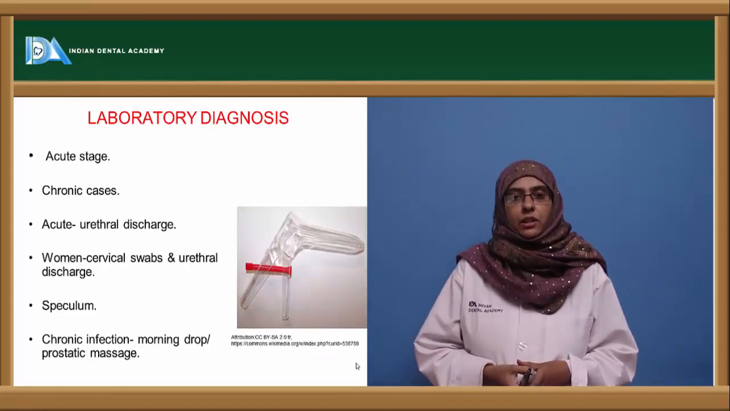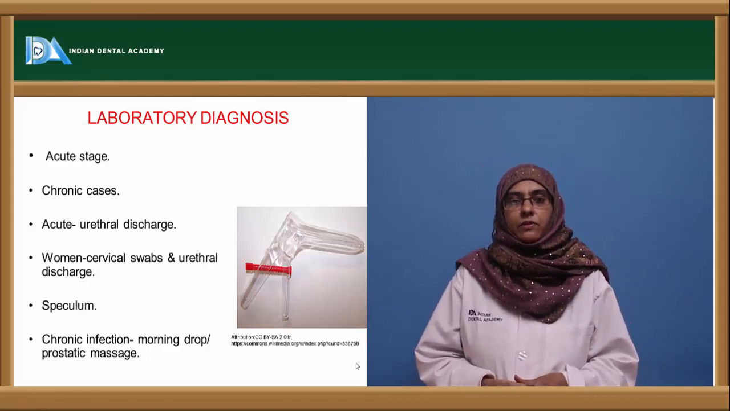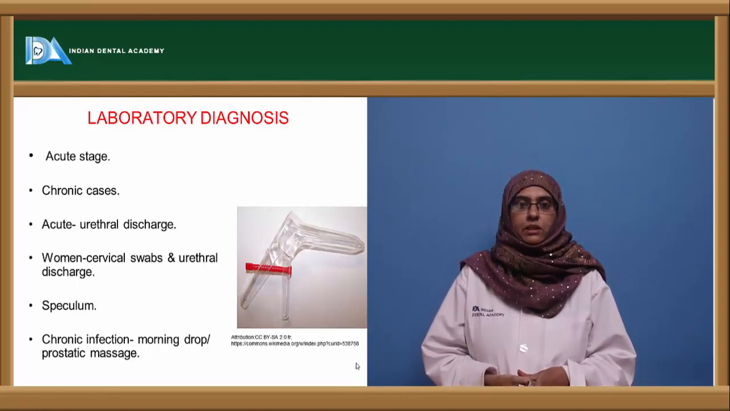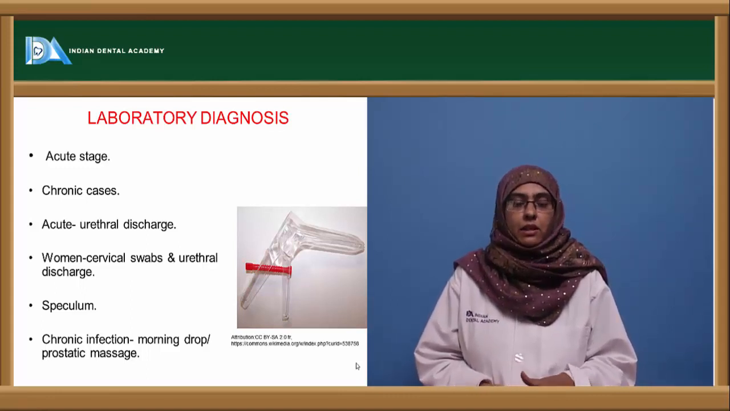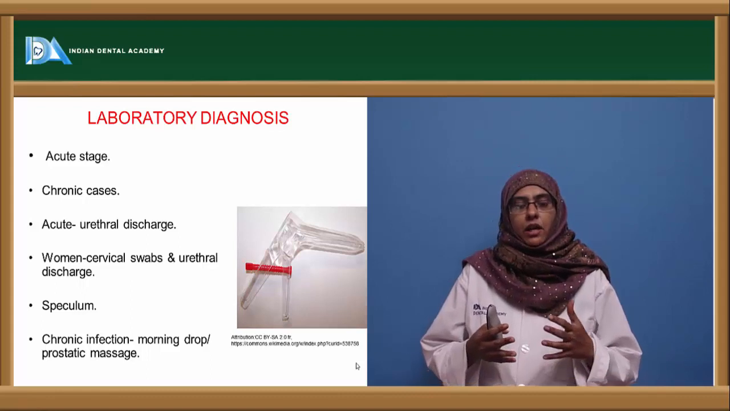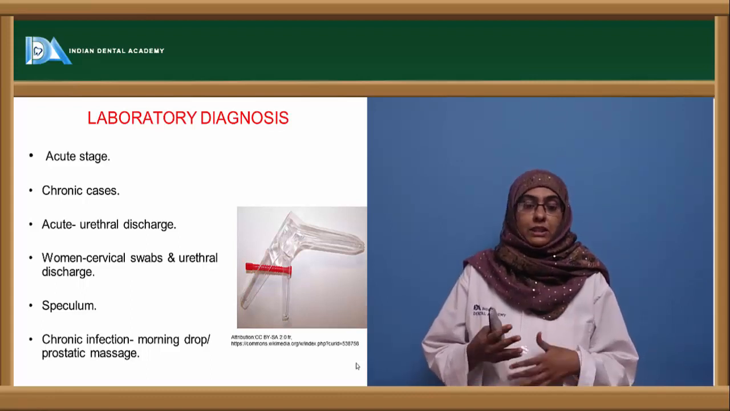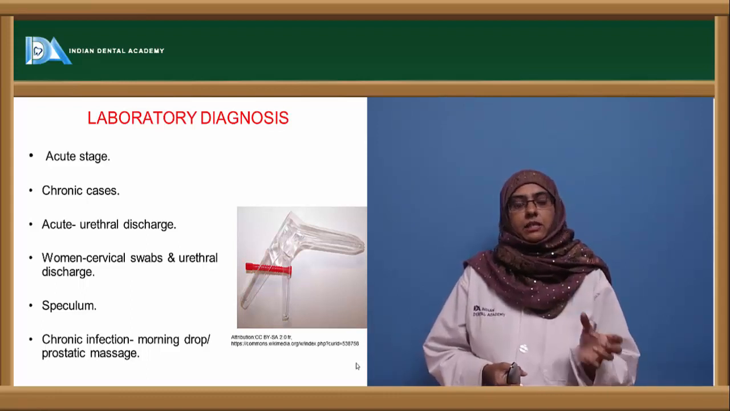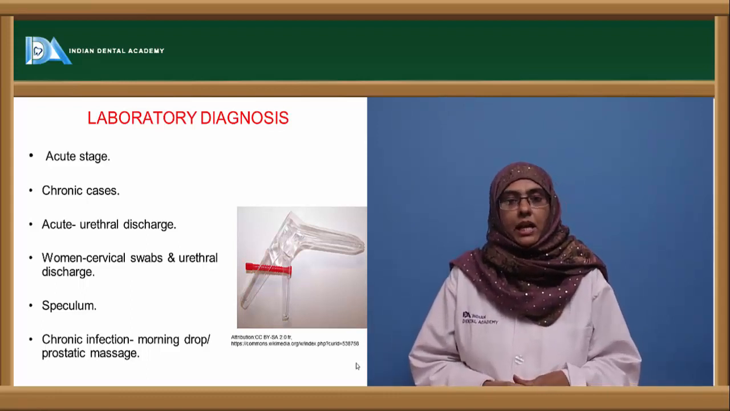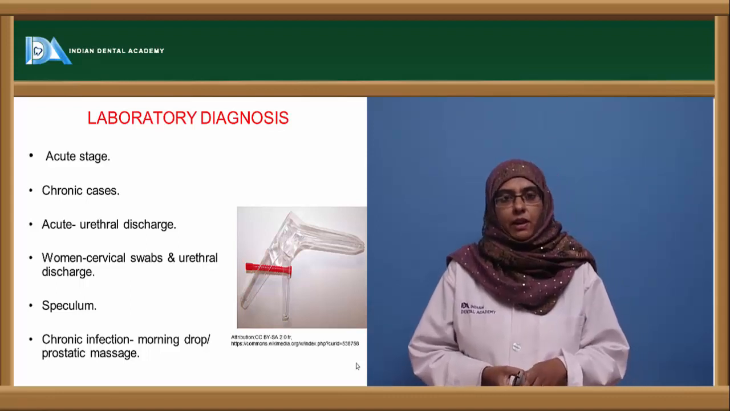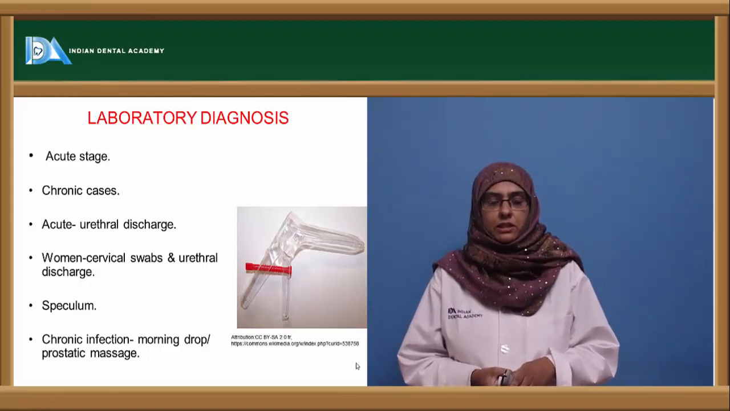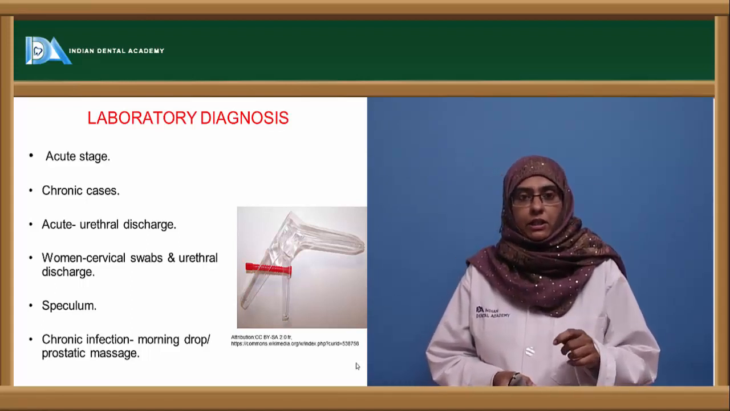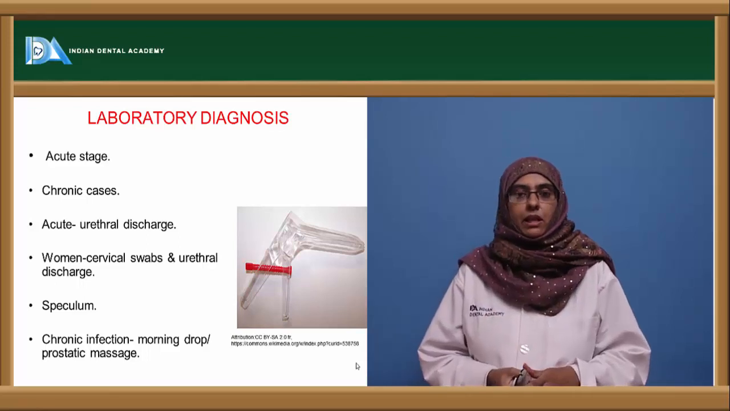Coming to the lab diagnosis, how do we identify this organism? Because it is a venereal disease, it is easy to isolate the organism in the acute stage, but difficult to isolate in the chronic stage. In the chronic stage, it involves the whole body, a systemic infection. But in the acute stage, the urethral discharge can be taken as a specimen to identify the organism. In women, cervical swabs, or the urethral discharge with the help of a speculum, has to be aseptically collected to isolate the organism in the lab.